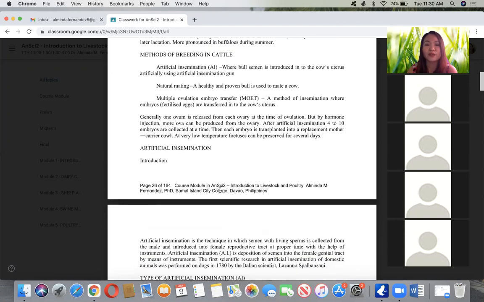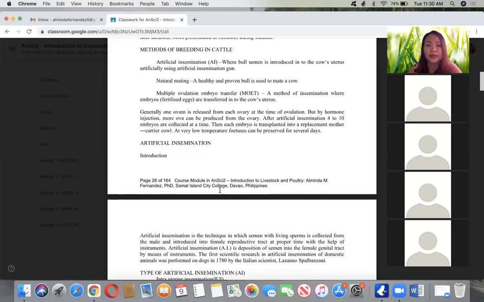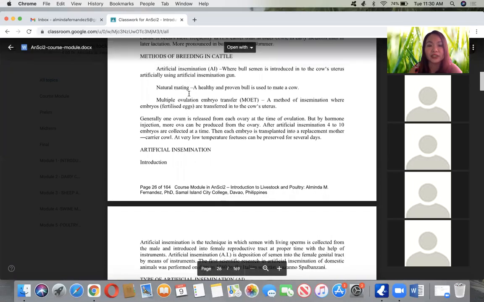So there are different methods of breeding in cattle. We have artificial insemination and natural mating. Artificial insemination is where the semen is introduced to the cow's uterus using an artificial insemination gun. There is an illustration in the video, so we will watch the first part of the video.